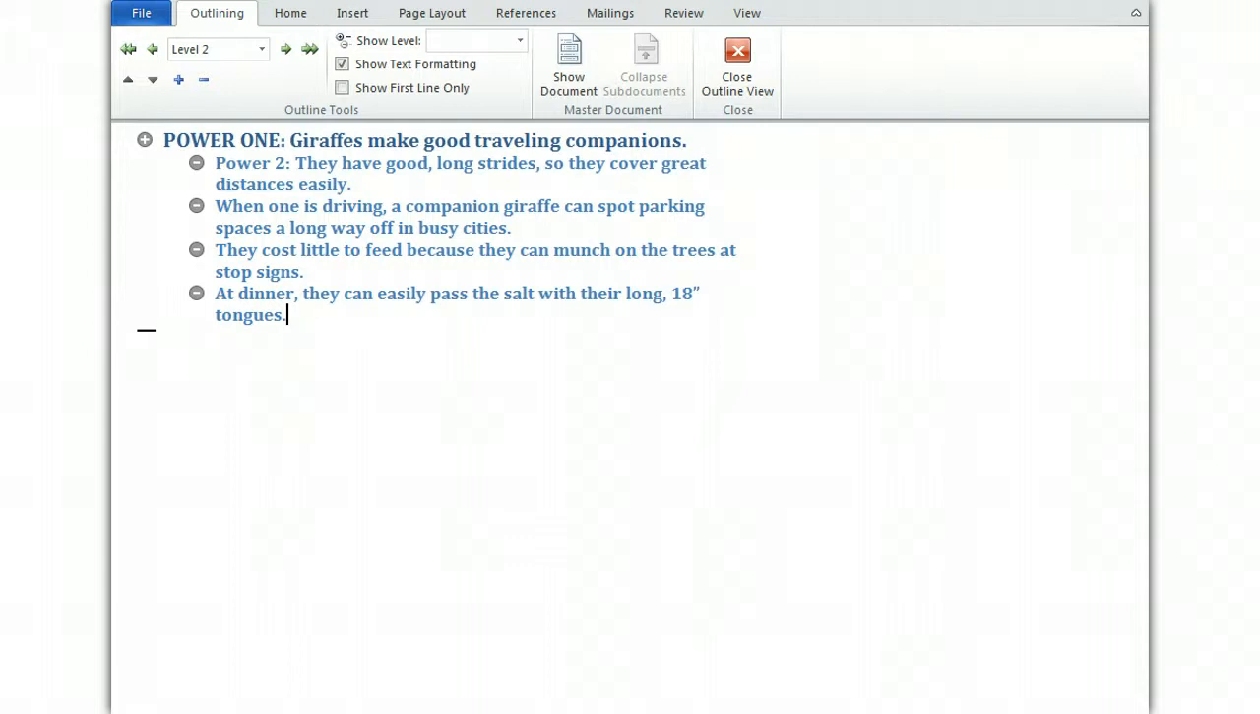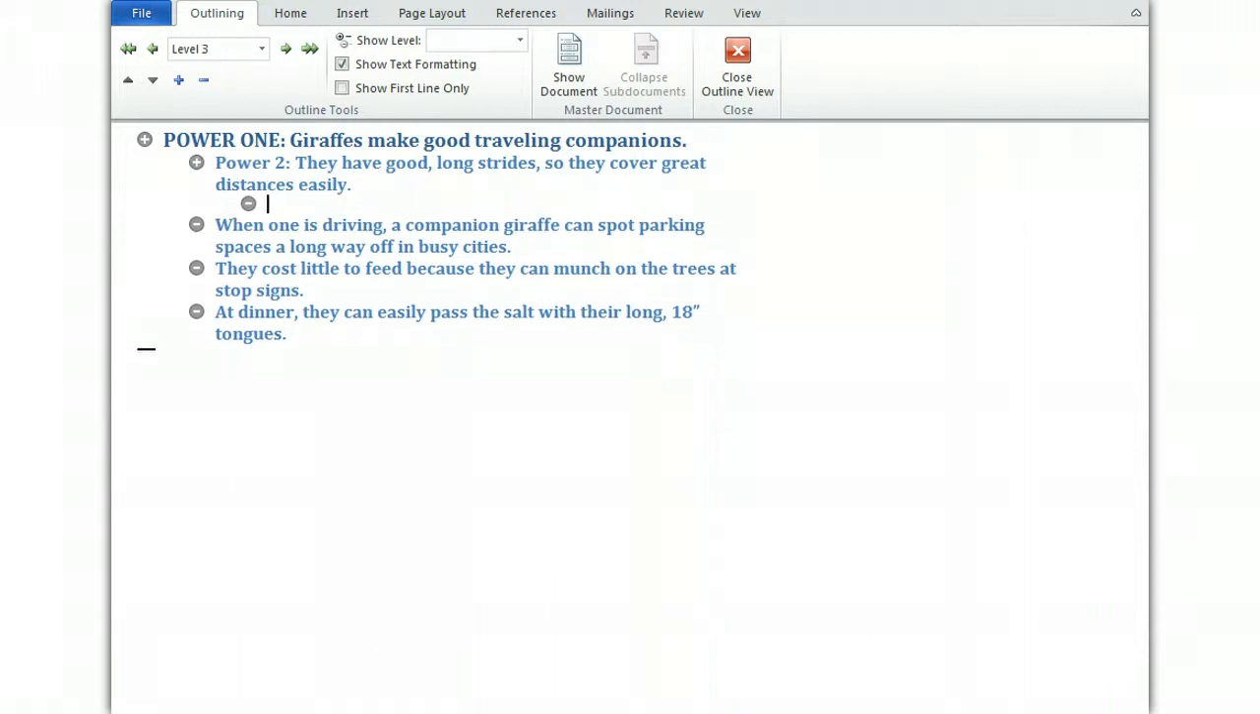And in academic essays, that's really important. So let's go back under the first Power 2 sentence. They have good long strides so they can cover great distances easily. And I will hit the return and then the tab. So here's another level of detail. Power 3. It would help if I could type a detail about the reason they have good long strides so they can cover great distances easily.